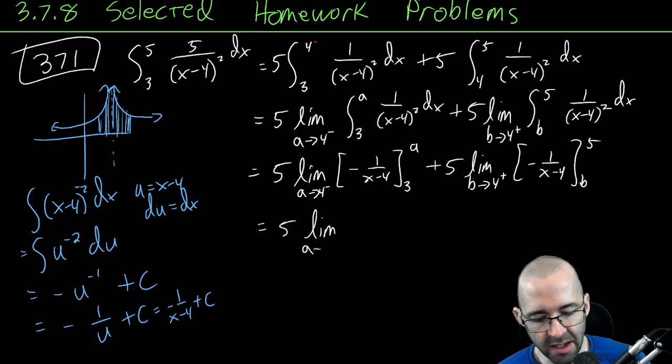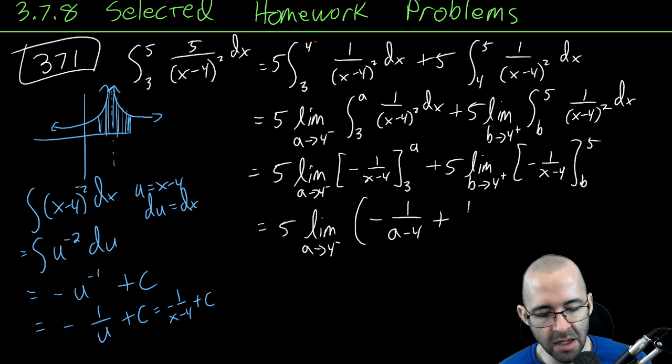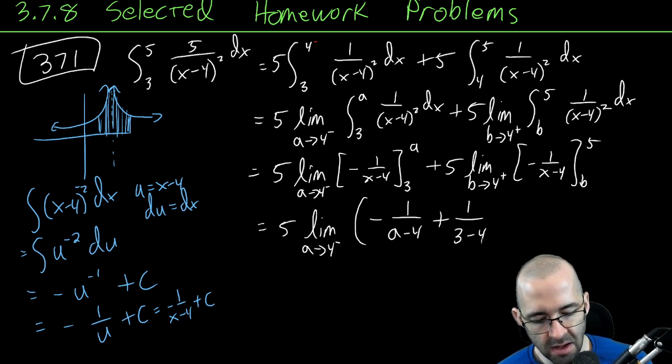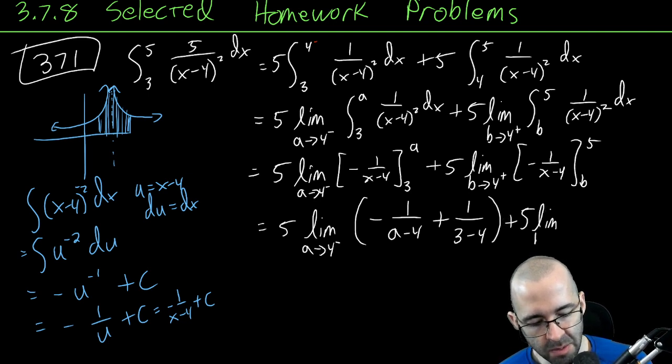5 times the limit as a goes to 4 from the left. When we plug in a, we get 1 over a minus 4. We subtract when we plug in 3. Subtracting a negative is adding a positive. 3 minus 4 like so. Plus 5 times the limit as b goes to 4 from the right of negative 1 over 5 minus 4, minus a negative is plus 1 over b minus 4.